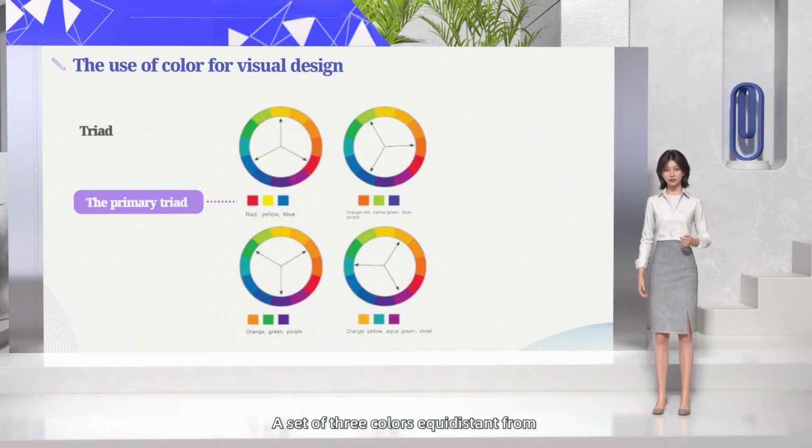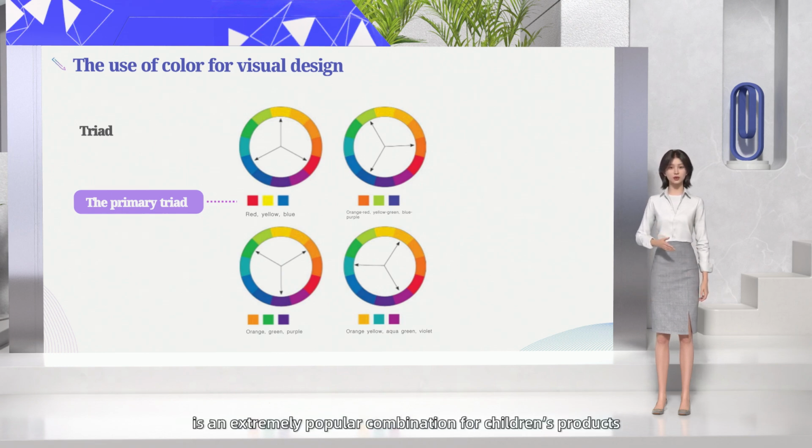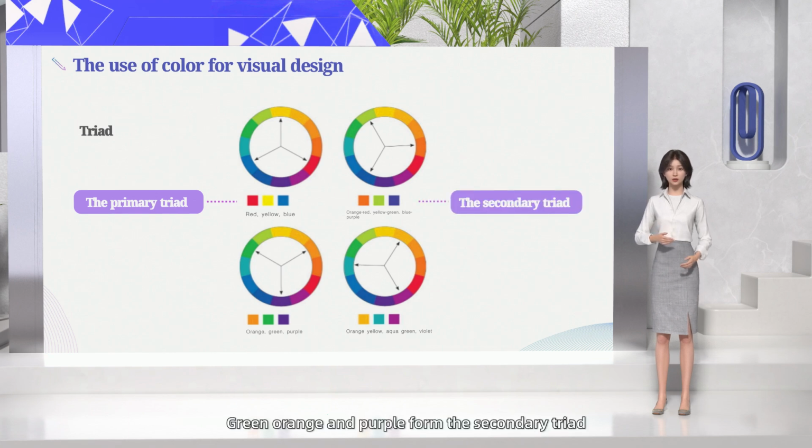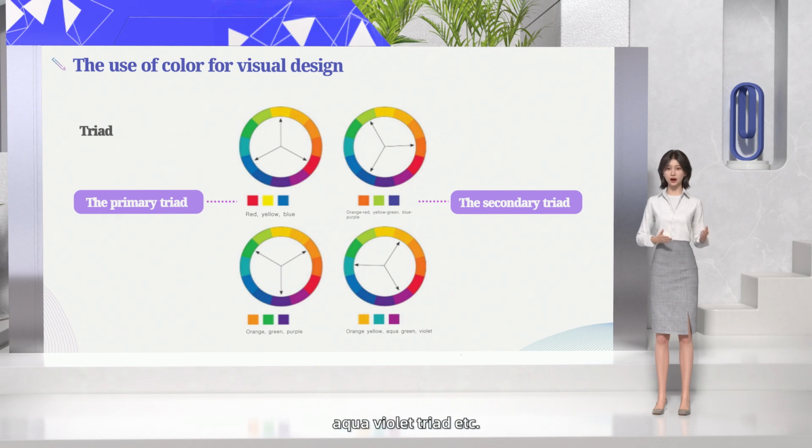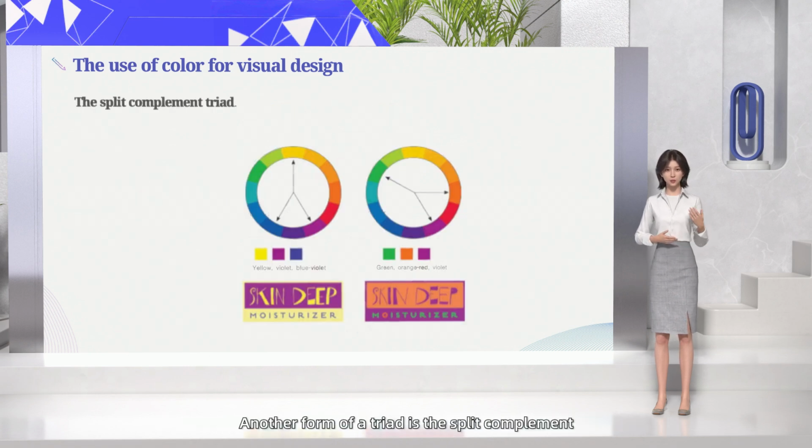A set of 3 colors equidistant from each other always creates a triad of pleasing colors. Red, yellow, and blue is an extremely popular combination for children's products, and this combination is called the primary triad. Green, orange, and purple form the secondary triad, and there are also the red-orange, lime-green, bluish-purple triad, and the yellow-orange, aqua, violet triad, etc. Another form of a triad is the split complement.